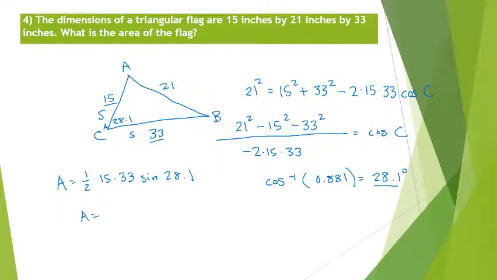So I'll just type that in my calculator and see. So 1/2 times 15 times 33 times the sine, and I get 116.7, and the units they gave us are inches, so square inches.